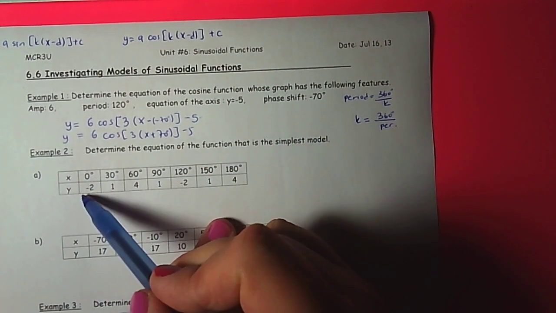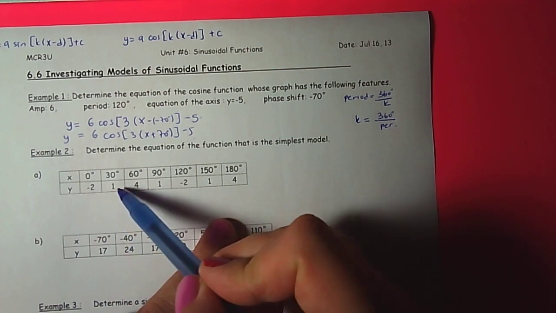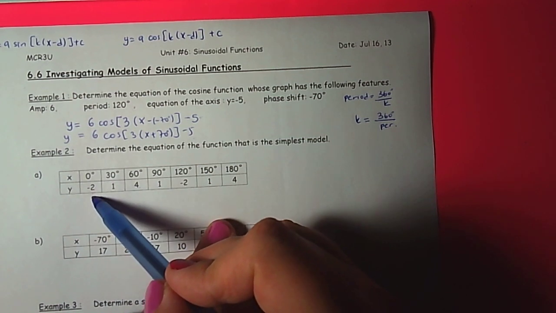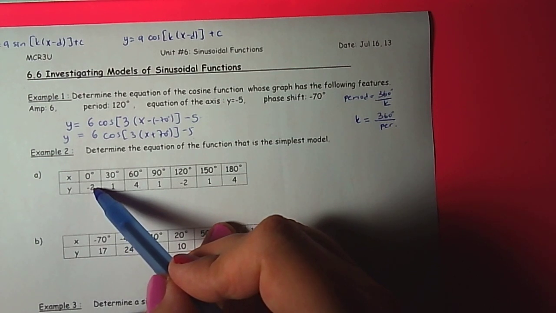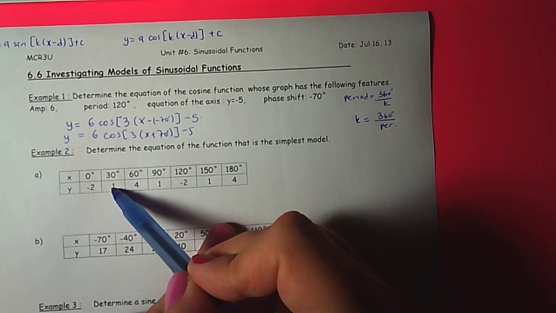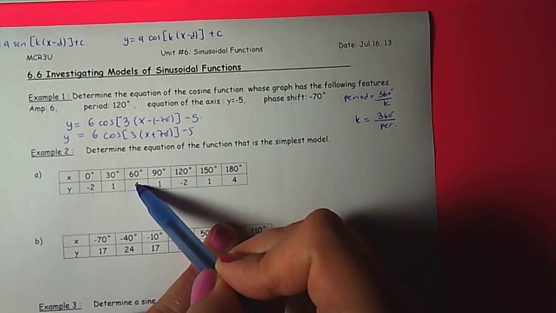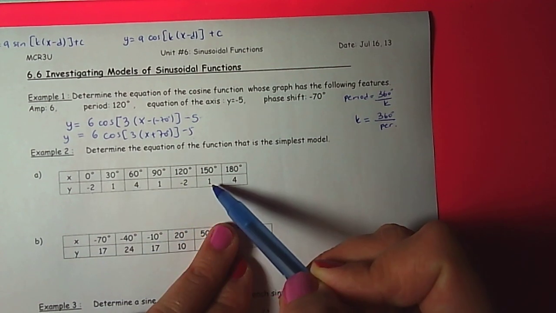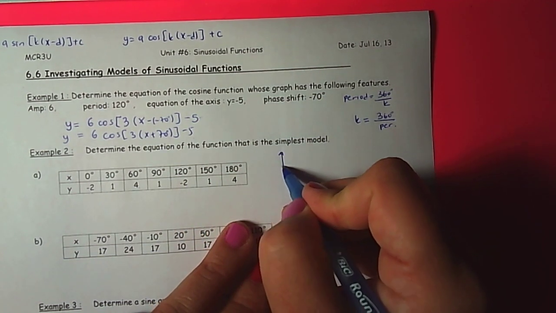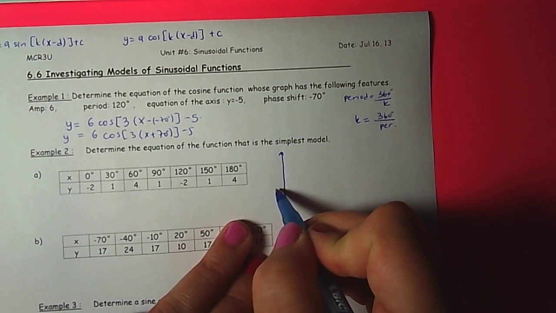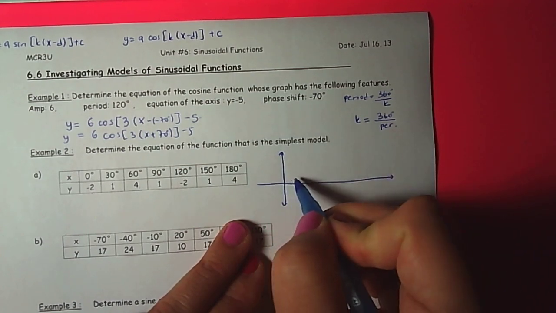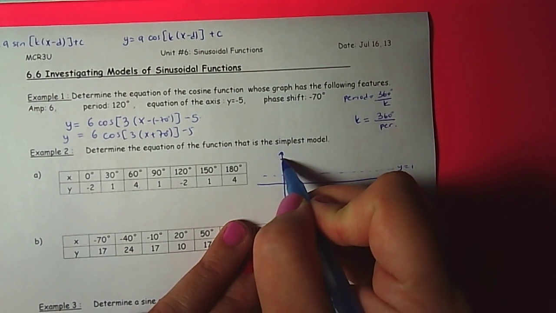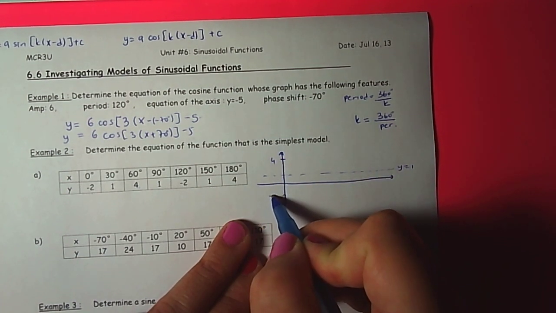In this case, we have a minimum value of -2 and a maximum value of 1. So the vertical distance from -2 to 1 is 3 units. From 1 to 4 is another 3 units. So it looks like our zeros are happening at y equals 1. If I sketch this here, y equals 1 is here, the maximum is 4, and the minimum is -2.